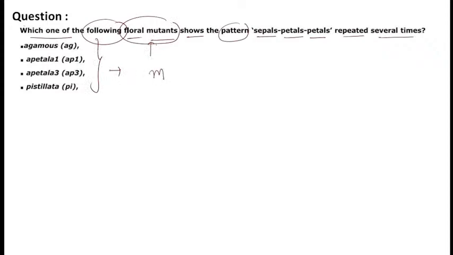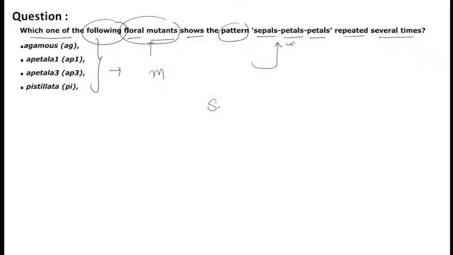Okay, so this is the very first question for you all. The question is related to the ABCE model of flower development. Question says, which of the following floral mutants shows the pattern of sepal, petal, petal repeated several times? It is asking which of the floral mutant, that means out of the following, mutation in which of the gene would lead to this particular pattern, would lead to the sepal, petal and petal as the final resultant.